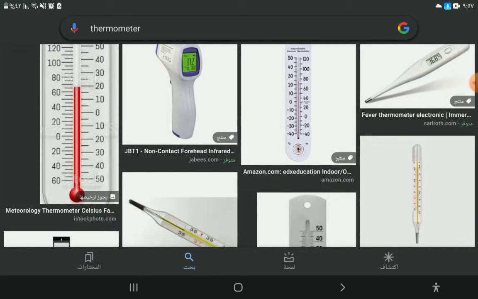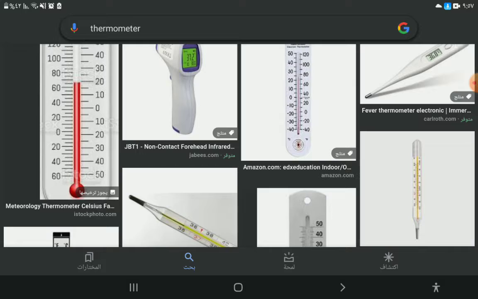And here is a question for you. Please answer it down in the description. Can a smartphone be used as a thermometer? What is a thermometer used for? Which type of thermometer is accurate? Please answer these questions in the description below. Now, we will complete our lesson.